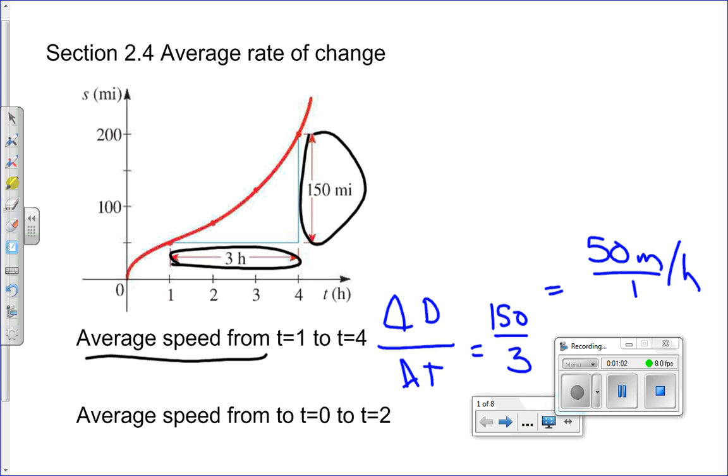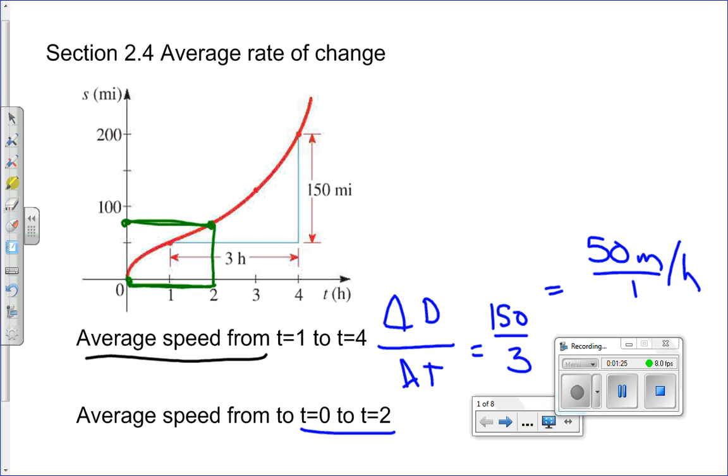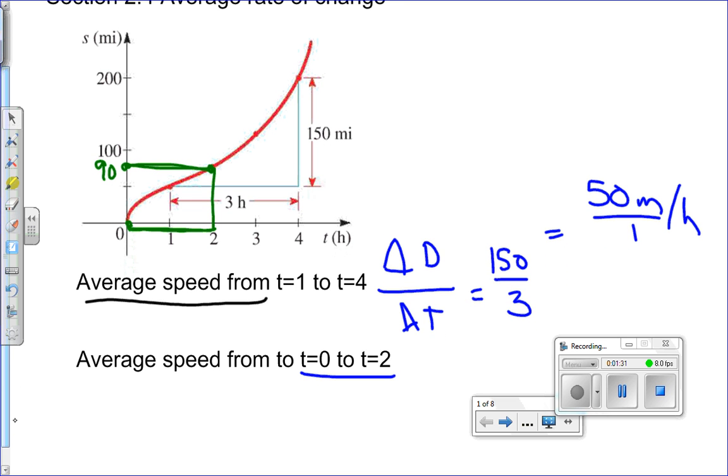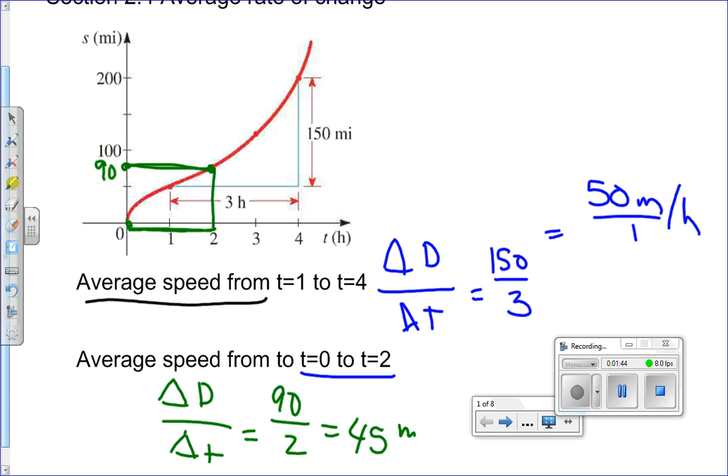Okay. Now we can also look at a different interval. Let's look at this second one, when time is 0 and when time is 2. So the first 2 hours of this trip has the interval on the x-axis from 0 to 2, and the corresponding change of your distance is found by looking at your y-coordinate, and I'm going to say that's equal to 90. All right. So the average speed from time 0 to 2 is going to be the change in your distance divided by the change in your time. So the change in distance is 90 miles, and the time is 2. So in this case, they went 45 miles per hour on average in the first 2 hours.